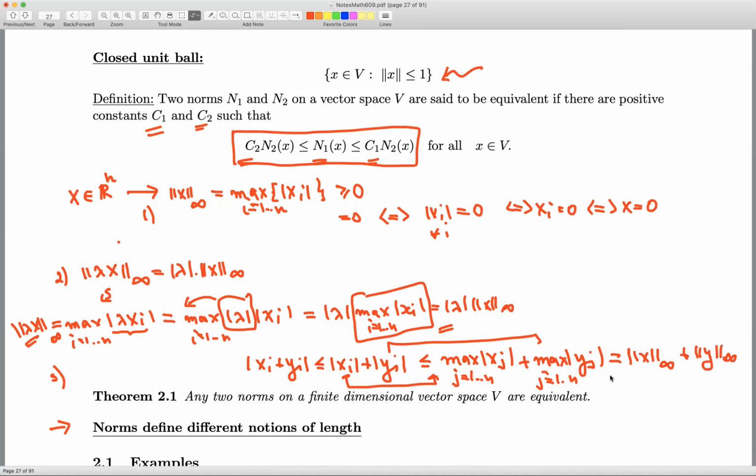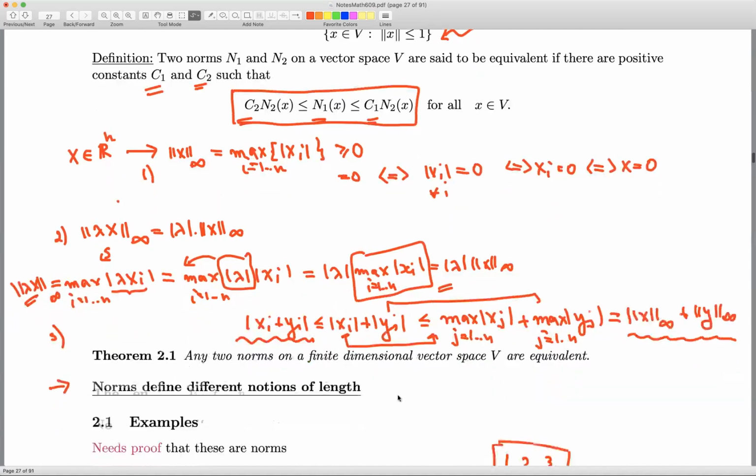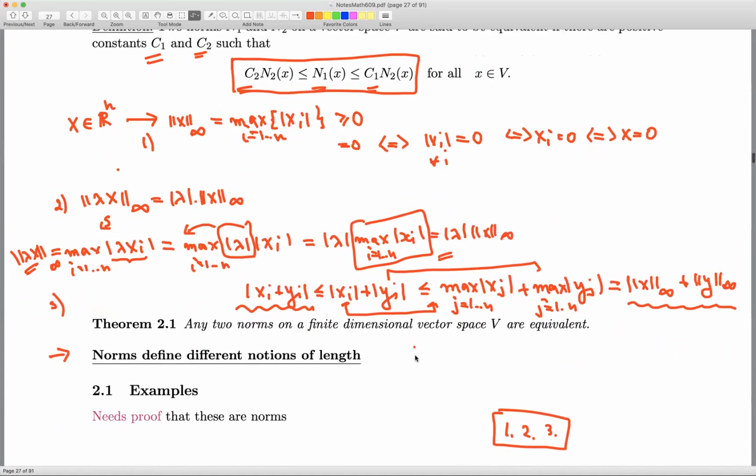So what we have shown, if we look at the first part of the inequality and the last part of the inequality, is the following: for every i, the absolute value of xi plus yi is less than or equal to the norm of x infinity plus the norm of y infinity. And this is true for all i from 1 to n.